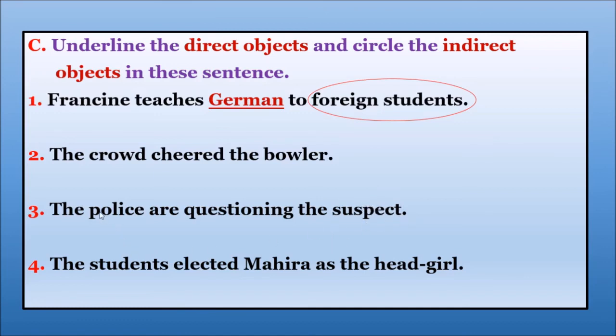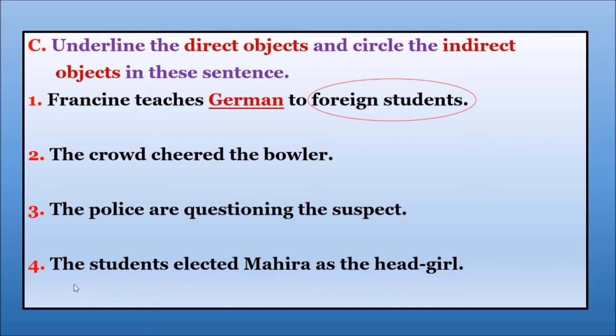Who are questioning? Police. Did they mention policeman? No. Just police. Police means how many? Whether it is a policeman, we don't know. Or policewoman also, we don't know. Whether a group of police also, we don't know. So when we are not exact with the word police, it becomes an indirect object. So we have to circle the indirect object police and underline the direct object suspect.